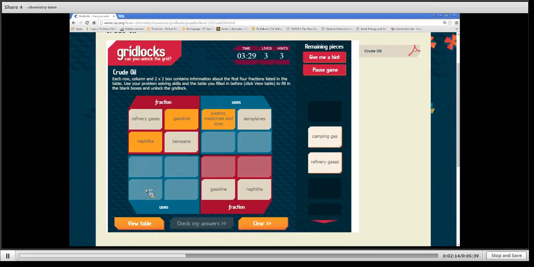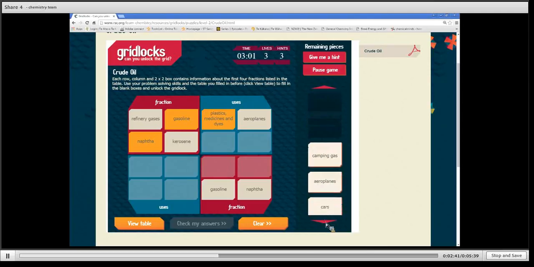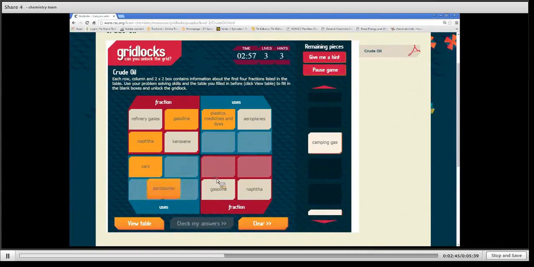Now let's just do this column. You could do any particular ones, but you've got refining gases, naphtha, and we've got to fill in these 2. Now there's also naphtha, so we can't have gasoline over here. So that means the use for gasoline must go up there, because if you think of the 4, we had refining gases, naphtha, gasoline and kerosene. So cars must go over there, and we just pull on this arrow until we get cars, and then we need aeroplanes, which uses kerosene over there.